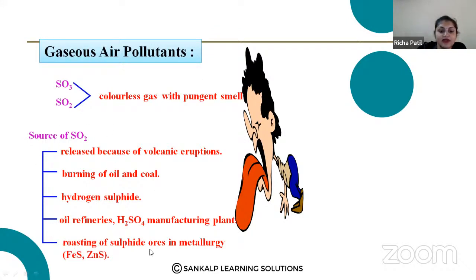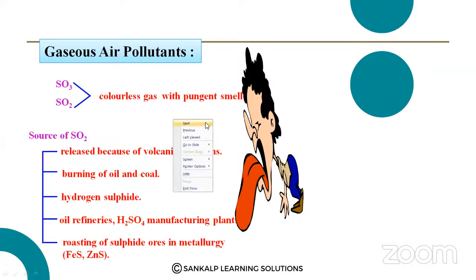Then roasting of sulfide ores in metallurgy. When you're using the roasting method, that is when you're extracting your sulfide ore in metallurgy, that is FeS and ZnS, at that time also sulfur dioxide will be released.